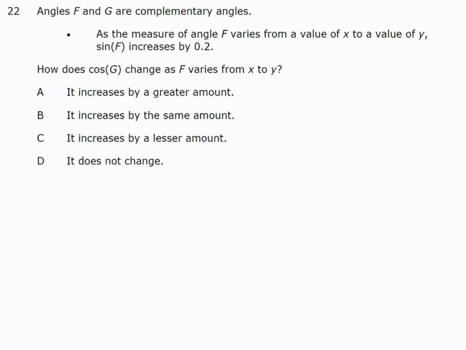Let's get started. Angles F and G are complementary angles. As the measure of angle F varies from a value of x to a value of y, the sine of F increases by 0.2. How does the cosine of G change as F varies from x to y?